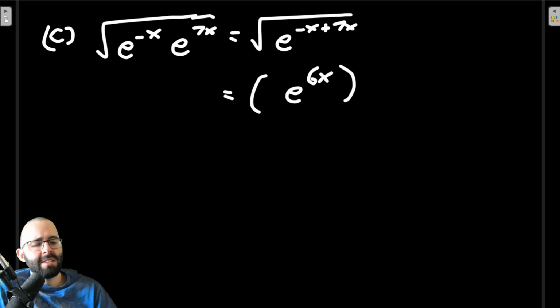And you might say, Jason, where'd your square root go? You can't just get rid of a square root, Jason. That's cheating. Well, you'd be right. Here it is.